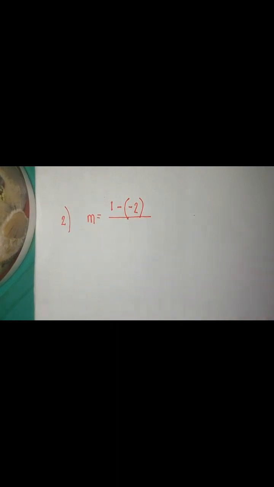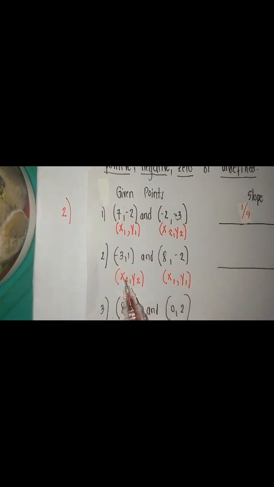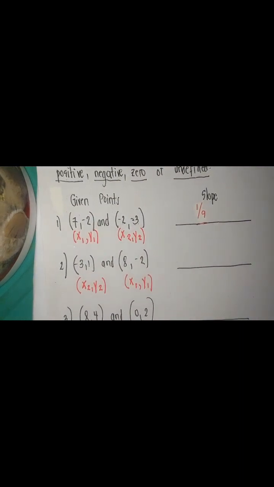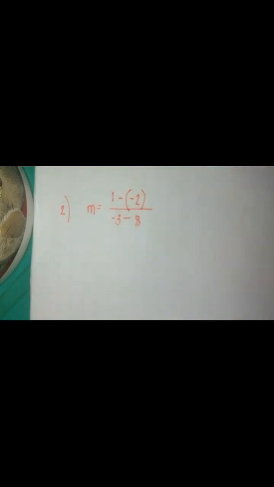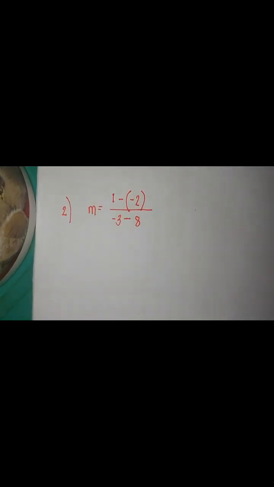Okay, next proceed ta sa denominator. X sub 2, what is our x sub 2 here, which is -3. So we will write -3, following the formula x sub 2 minus x sub 1. What is our x sub 1? X sub 1 is here, which is positive 8. So, mag-substitute ta class, and after that, mag-simplify ta sa numerator and denominator class.